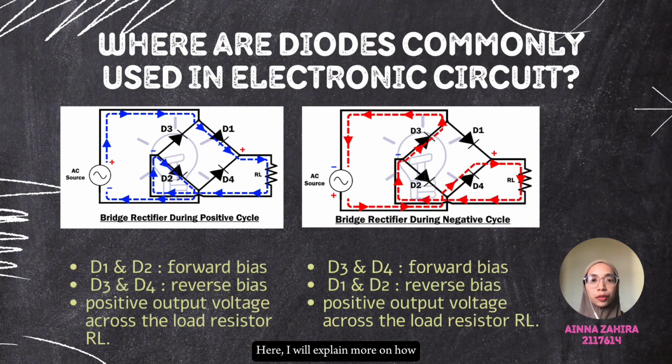Here, I will explain more on how the full-wave bridge rectifier works. Firstly, during the input positive half cycle, the diodes D1 and D2 become forward biased, while D3 and D4 become reverse biased. The diodes D1 and D2 form a closed loop that provides a positive output voltage across the load resistor RL. On the other hand, during the negative half cycle, the diodes D3 and D4 become forward biased, while D1 and D2 become reverse biased. But the polarity across the load resistor RL remains the same and provides a positive output across the load.